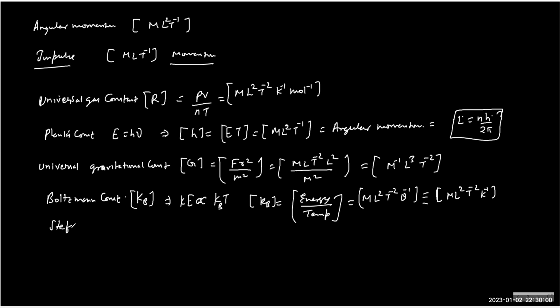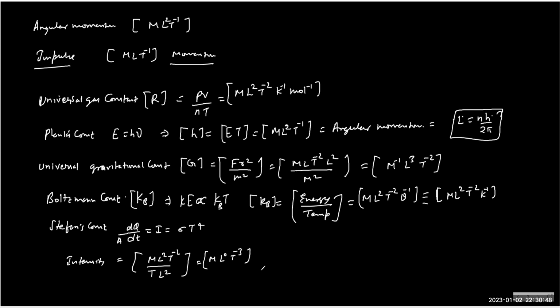Stefan's constant. So we know the relation dQ by dt by A, the intensity, equals sigma T power 4. Yes, sir. So okay, let's find the intensity first. What is the intensity? Quickly. Energy upon time, so it's power, energy upon time upon area. What is the answer? Can you see this? Yes, sir. Therefore, what is the dimension of Stefan's constant? Right? Yes.